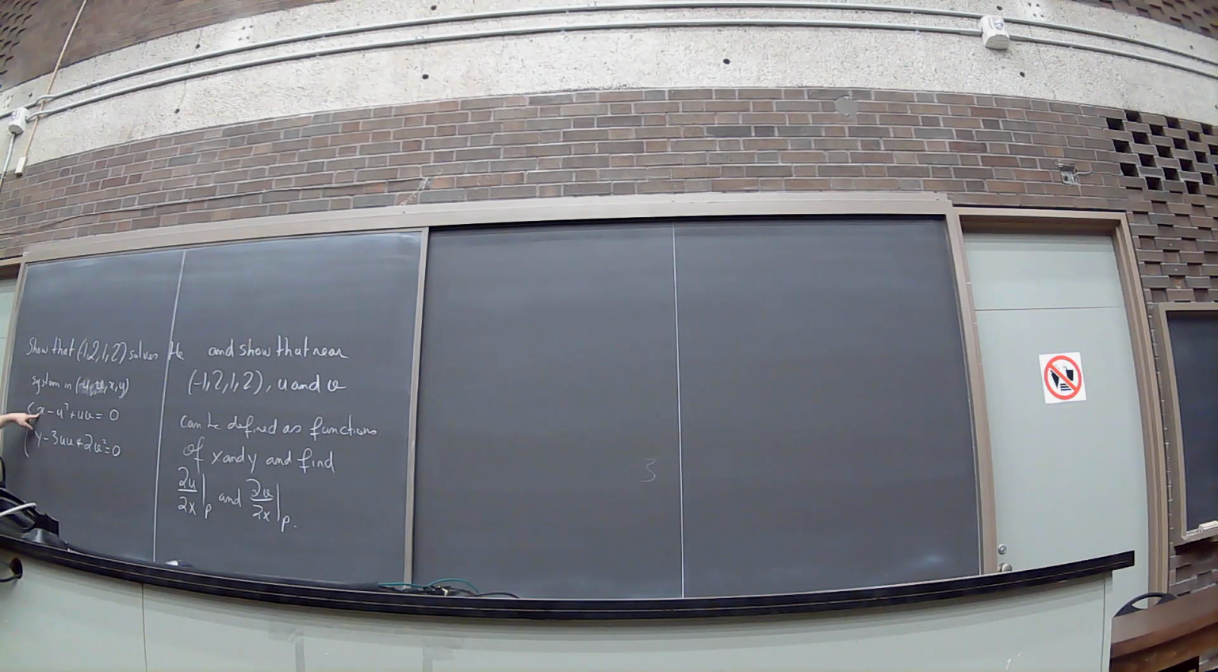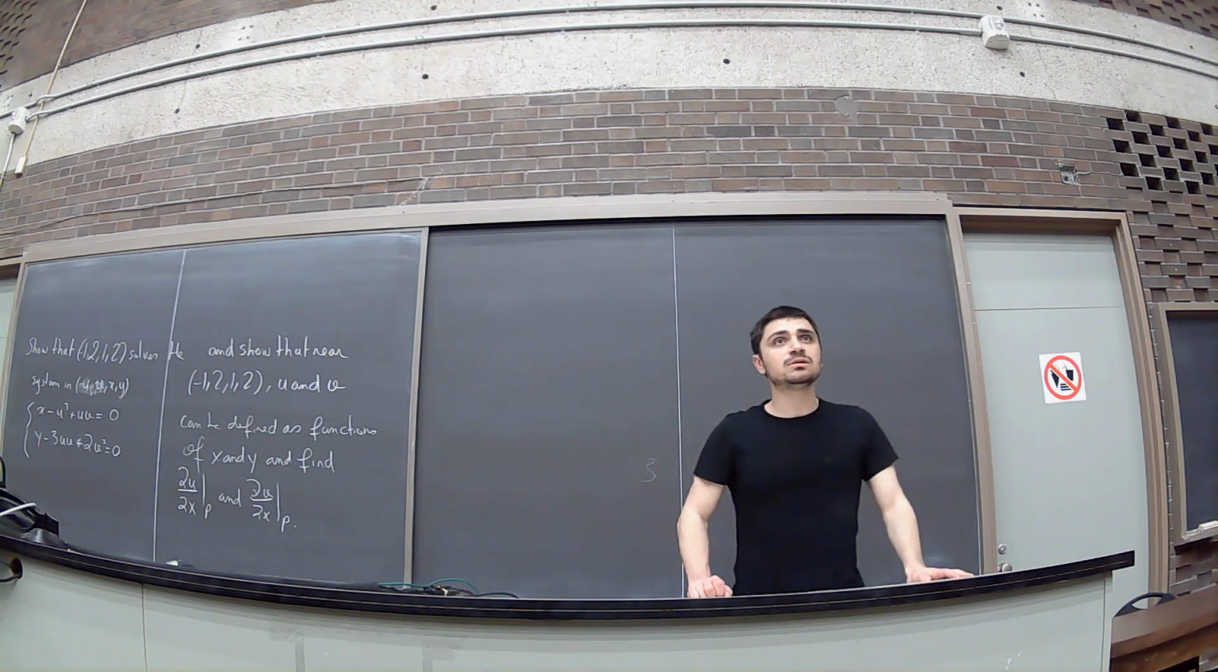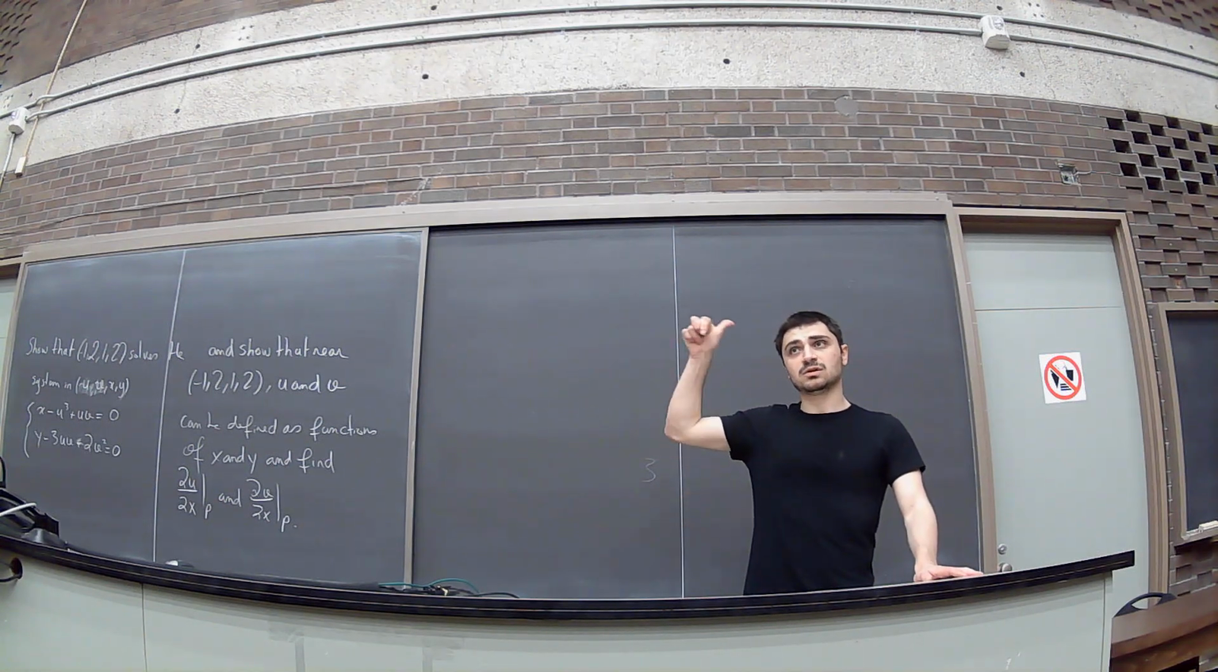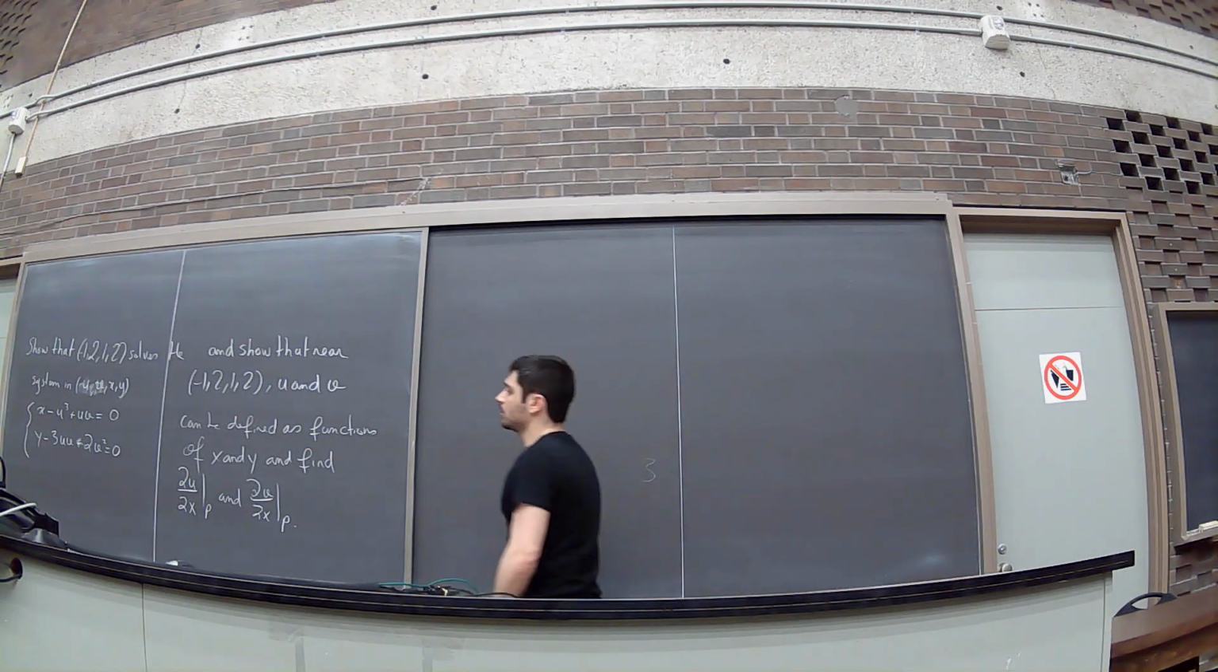X is 1, right? 1 plus 1 is 2, plus uv minus 2 is equal to 0. Y is 2, so 2 minus 3uv, so 2 plus 6 is 8, minus 2v squared, so minus 2 times 4, minus 8. 2 plus 6 minus 8 is equal to 0. So it's clear that the point satisfies the system. So far so good. Should I write this down or no? That's fine, okay? Great.